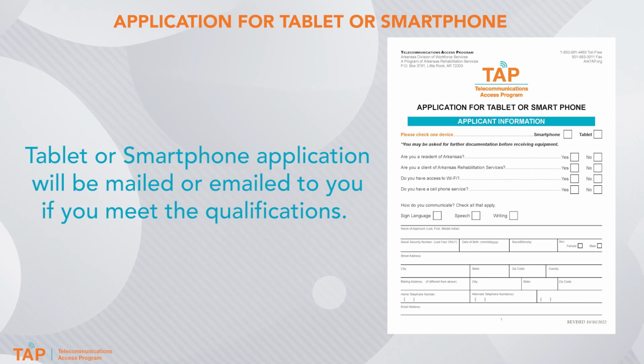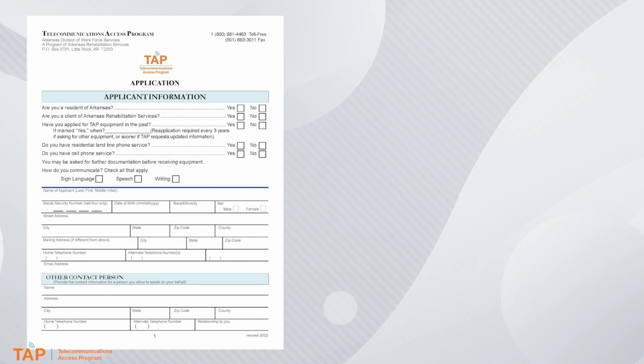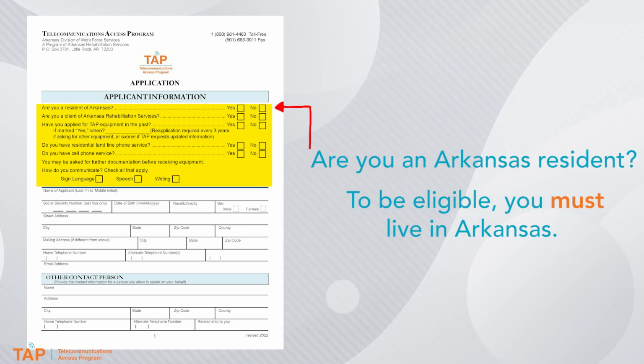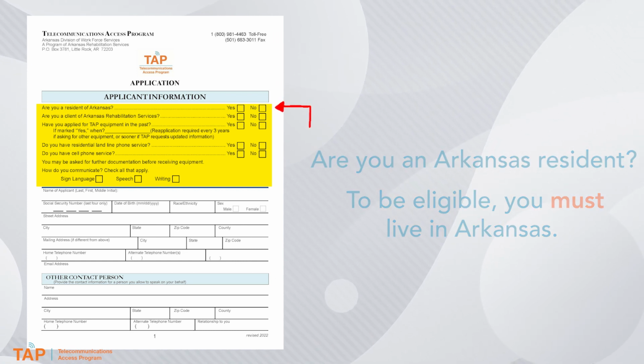Instructions on filling out those forms are on another video. This video will explain how to fill out the regular application. At the top of the TAP application, the first question asks if you are a resident of Arkansas. If you live outside of the state of Arkansas, we cannot serve you. You will need to apply for equipment through your state.